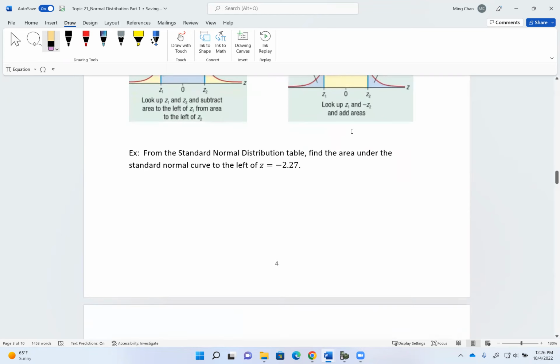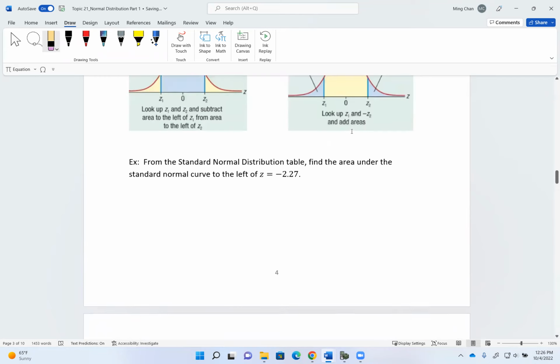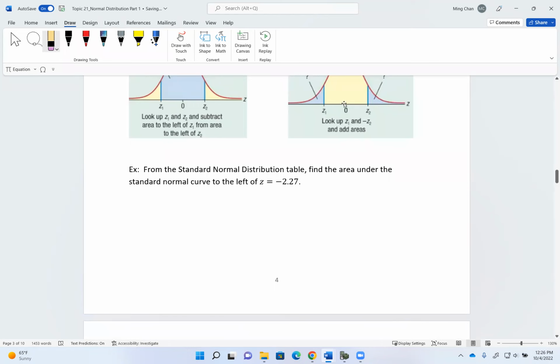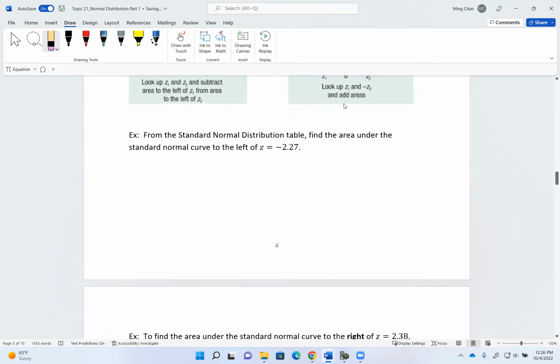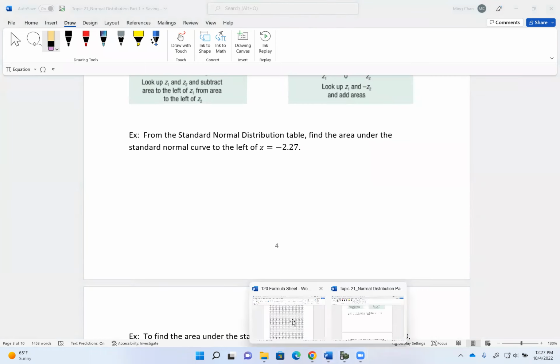All right, so let's try the example. For the standard normal distribution table that's on the formula sheets, find the area under the standard normal curve to the left of negative 2.27.